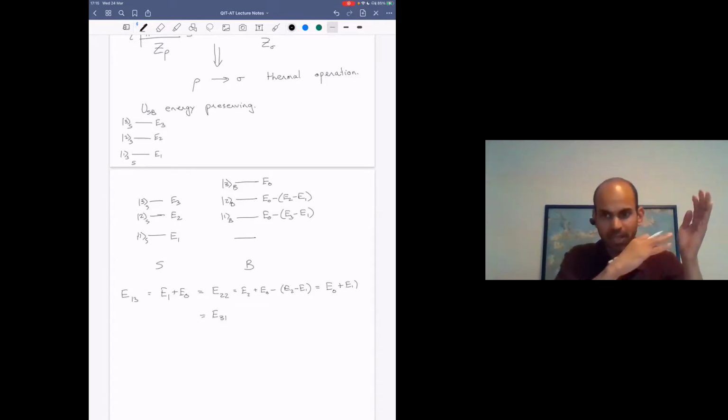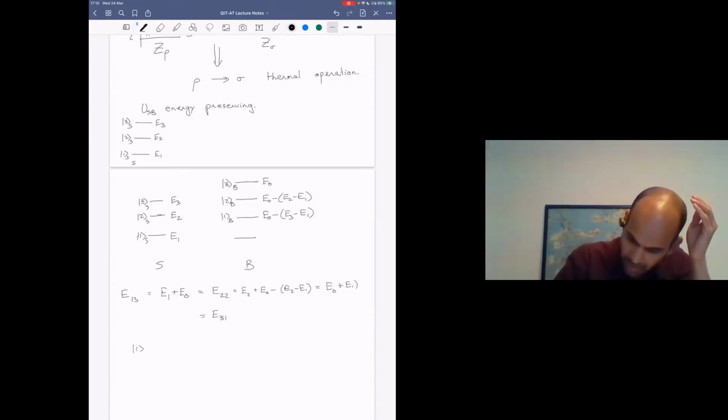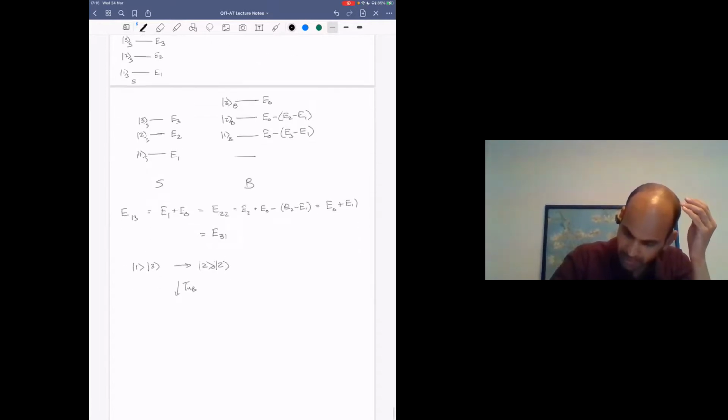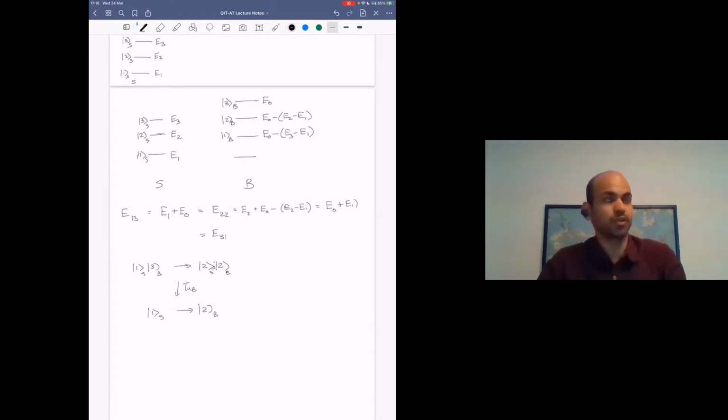Because remember, when we trace out the bath at the end of this, if I have moved population, for example, from 1, 3 to 2, 2, then when I trace out the bath, this is effectively the same as moving population from 1 on the system, so this system and bath, to 2 on the bath. So all of this is to say the following.